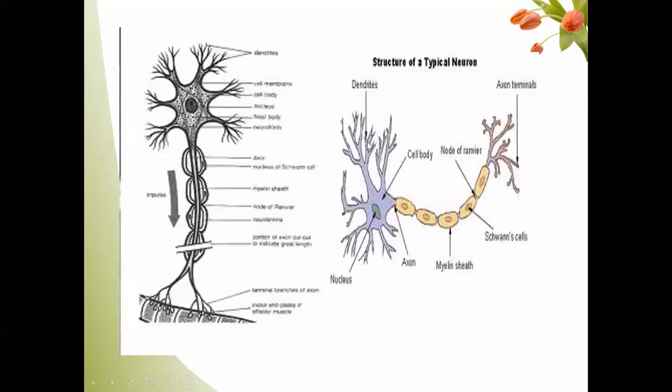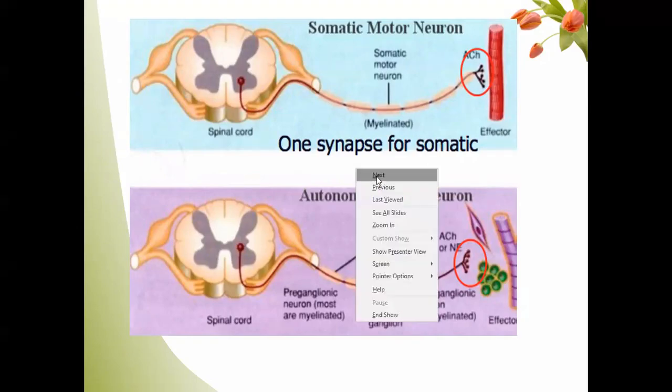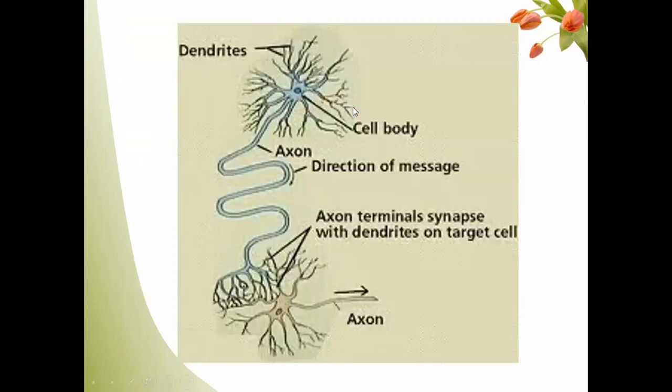So here you can see these are the dendrites. These portions are the dendrites. So this is the cell body, and these parts are dendrites. This is just a picture of a somatic motor neuron and autonomic motor neurons. So this is also a picture of neurons. These are the dendrites. Here this is the cell body and these regions are axons and the message is conducted in this direction. In these neurons, here you can see the synapse.